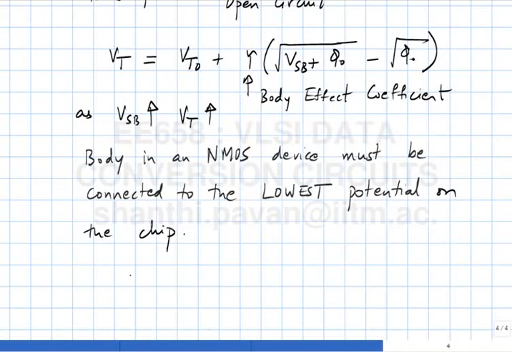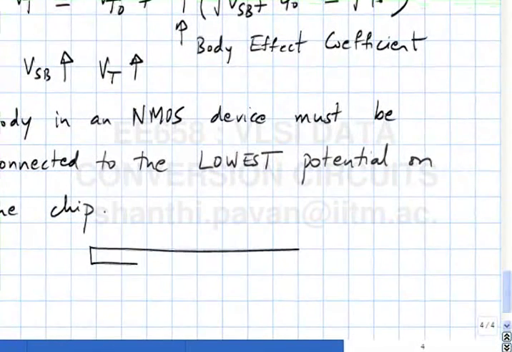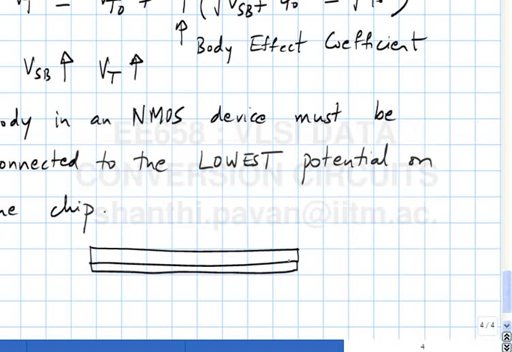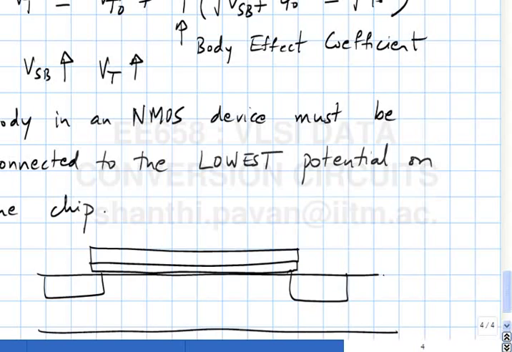So, the reason for that is that the MOS transistor is basically a gate, an oxide, and then there is a source, there is a drain, this is the substrate.